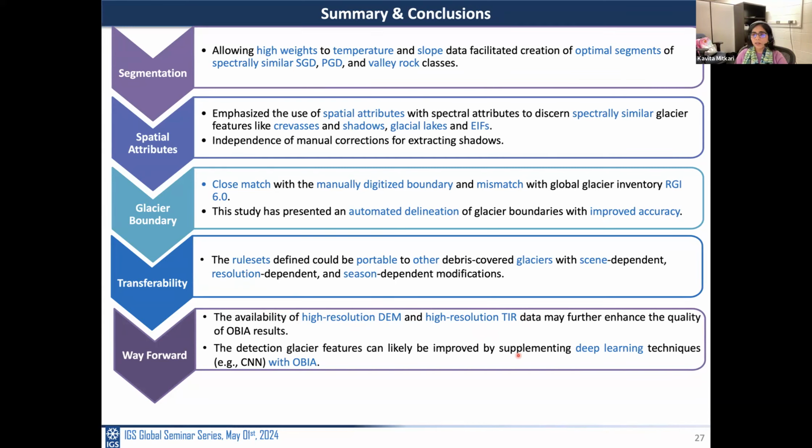Also, since in OBIA we need to modify the rule sets depending on the study area, if it can be integrated with deep learning techniques like the CNN or the random forest, it would likely improve the feature extraction of the glacier features.